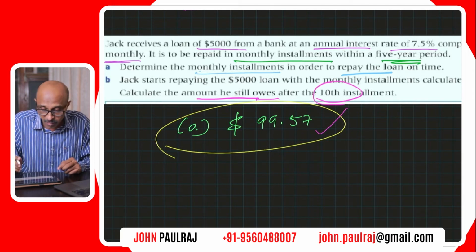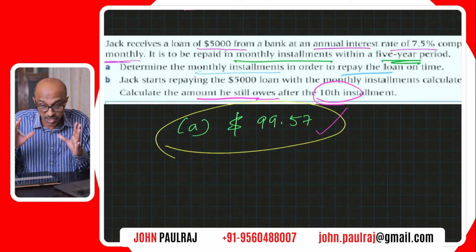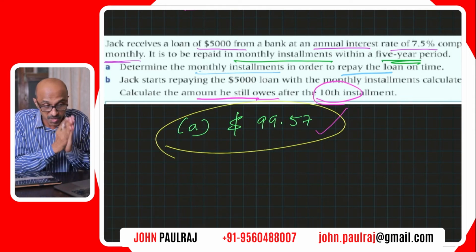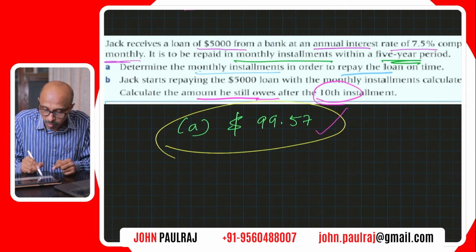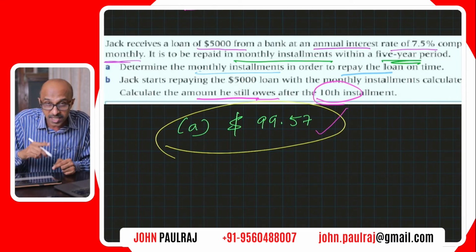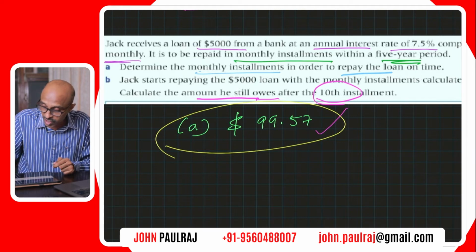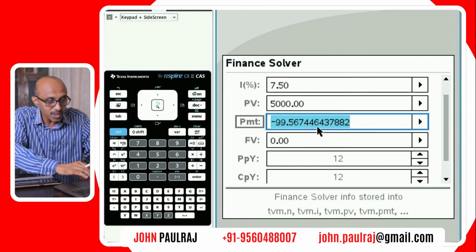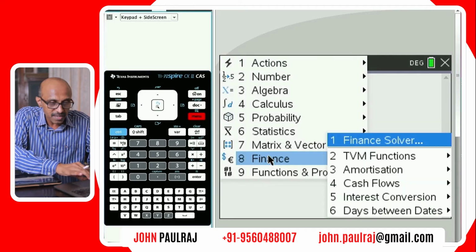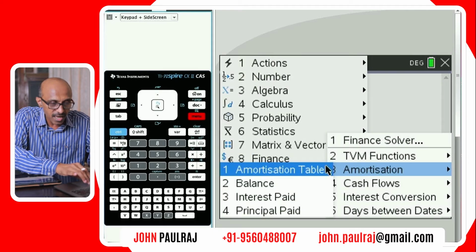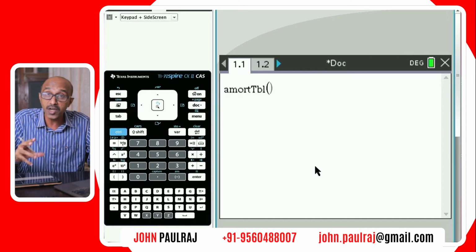After the 10th installment. Now, for those of you who haven't seen part 4, where we discussed the idea of the amortization table, we went through details as to how to create the table and what each of those columns represent. And we want to find out how much he still owes after he's paid the 10th installment. So let's jump to the calculator. And this time we're going to create an amortization table. Go to menu, finance, amortization and amortization table. And let's see whether we can recall the syntax.